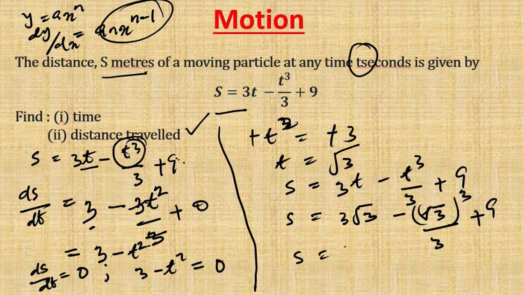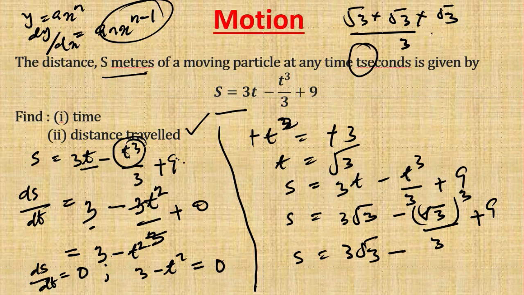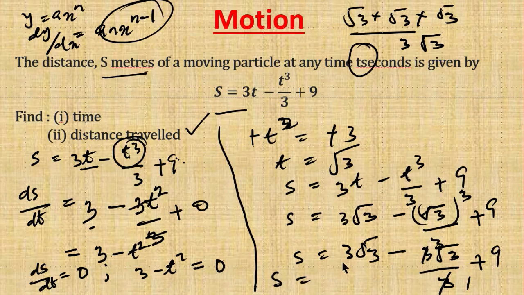S obviously is equal to 3 root 3 minus root 3 raised to power 3. That's saying root 3 times root 3 times root 3. Don't get confused. Root 3 times root 3 is 3. Now times root 3, that's 3 root 3. So I'll have 3 root 3 over 3 plus 9. 3 here is 1, 3 here is 1. So my s now will be left with 3 root 3 minus root 3 plus 9.